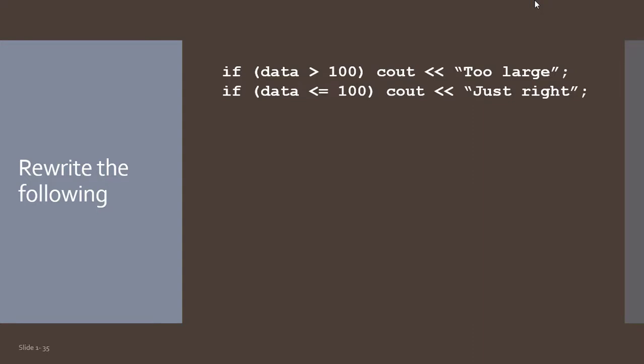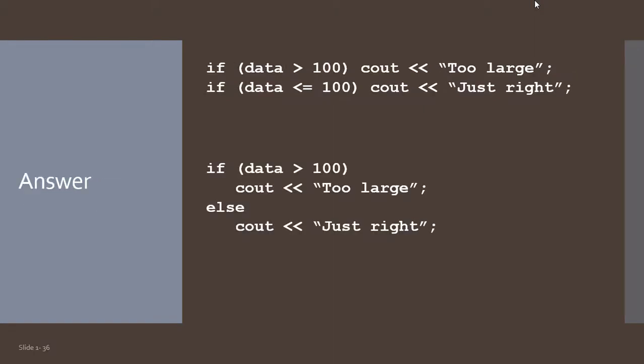Now I've got a couple of if statements here, and if you take out a piece of paper, see if you can rewrite the following if statements so that we don't have two separate if statements. Instead, we have the kind of if-else form. Give that a shot. You should have something kind of like this. If the data was greater than 100, print too large, otherwise print just right. The second form is much preferable to the first.